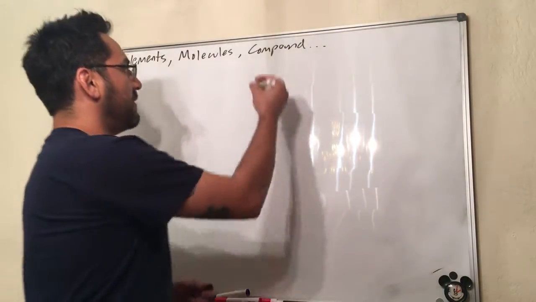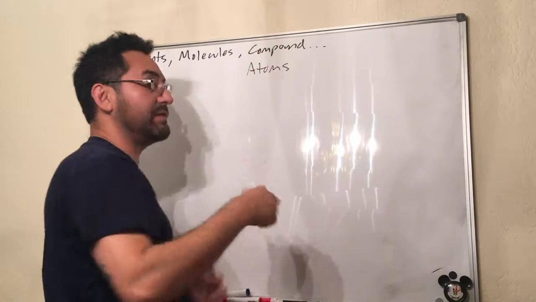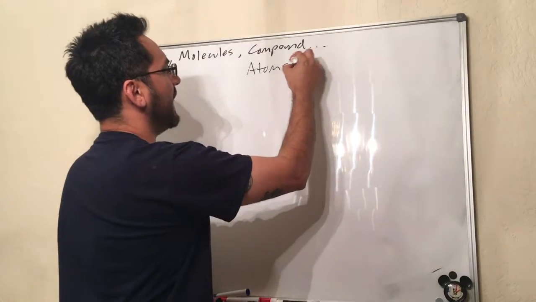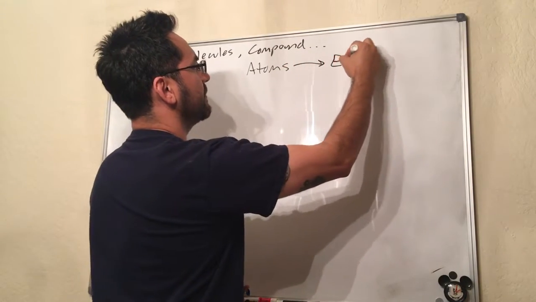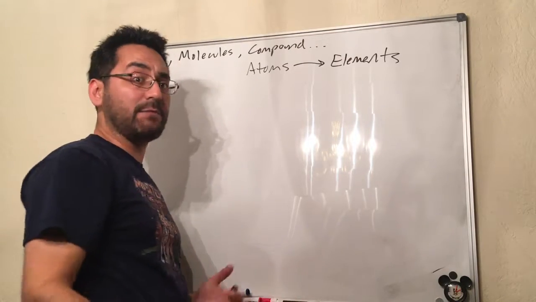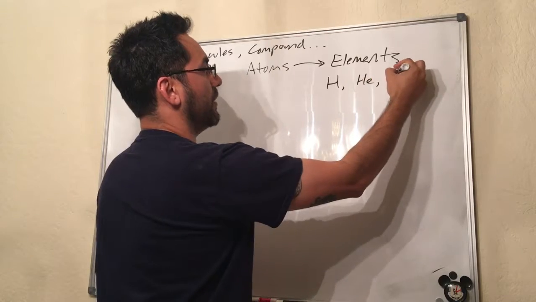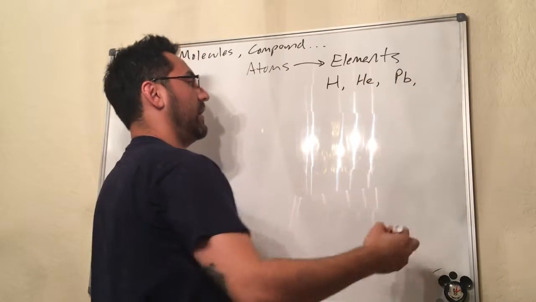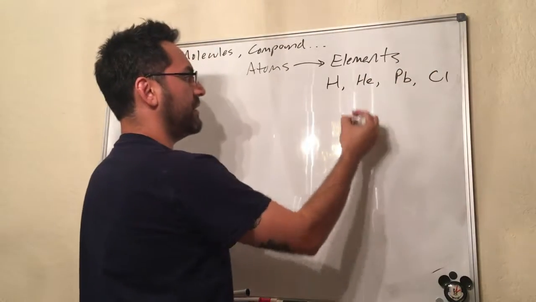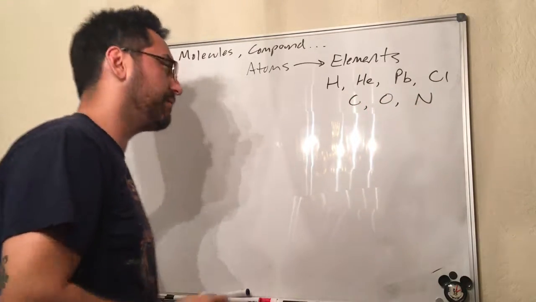So first off, remember that we have atoms of different kinds of elements, right? Atoms give us elements, of which we have different ones. We can name a few, such as hydrogen, or helium, or lead. And let's give you a few more: chlorine, carbon, oxygen, nitrogen, okay?